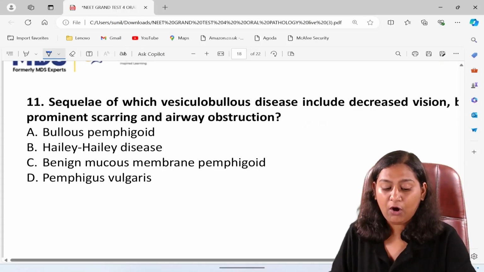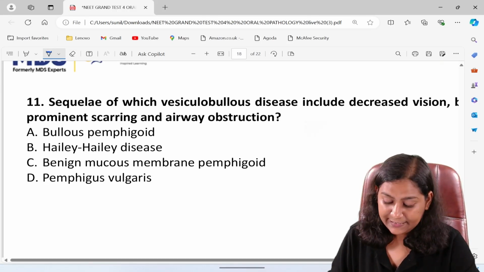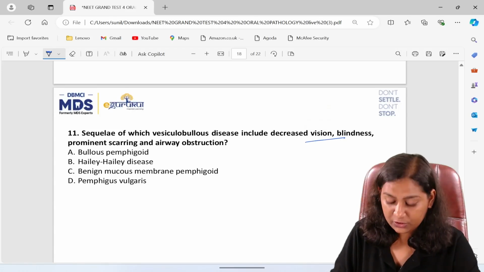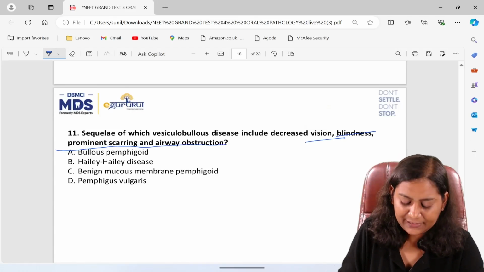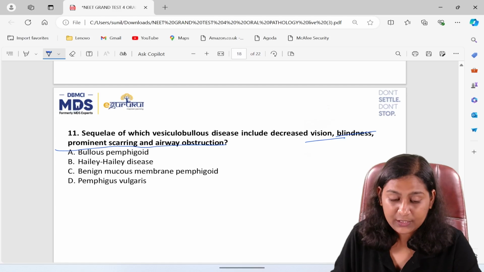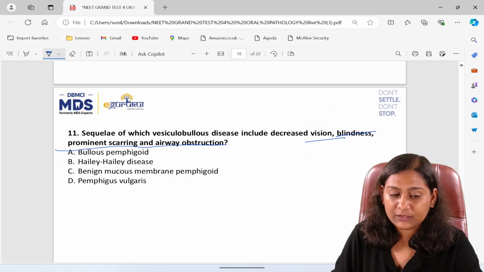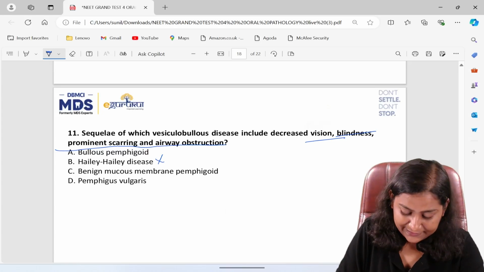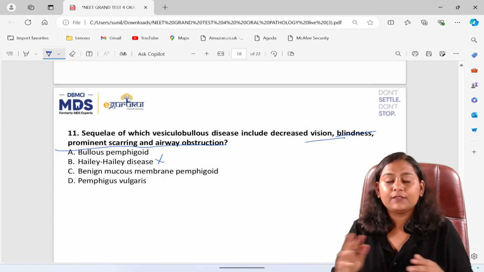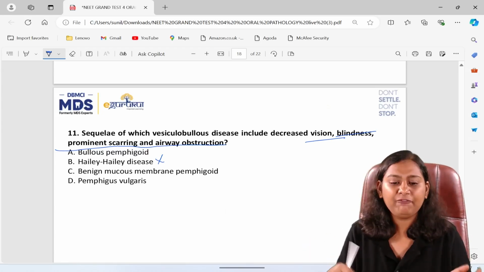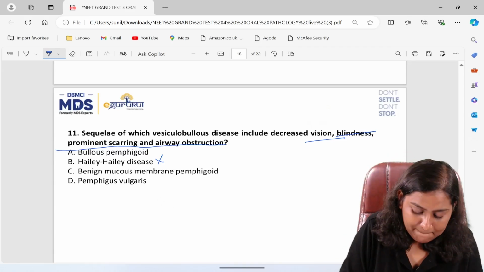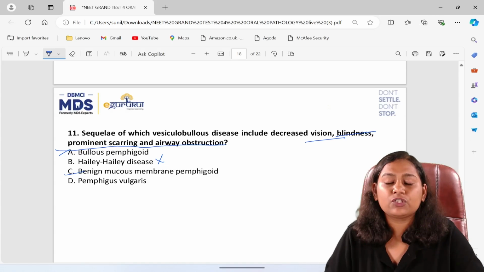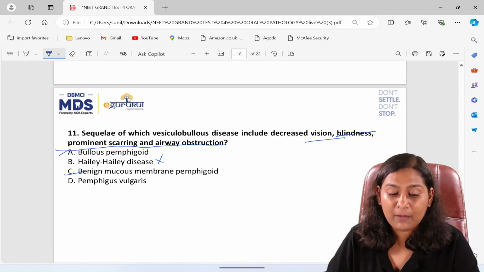Now, sequelae of which vesiculobullous disease include decreased vision or blindness, prominent scarring and airway obstruction. So obviously this is not pemphigus vulgaris. We have not even seen it in Hailey-Hailey disease. So there are two options, that is something like pemphigoid, that means pemphigus-like lesion. We have bullous pemphigoid or cicatricial pemphigoid, which is also called benign mucous membrane pemphigoid.